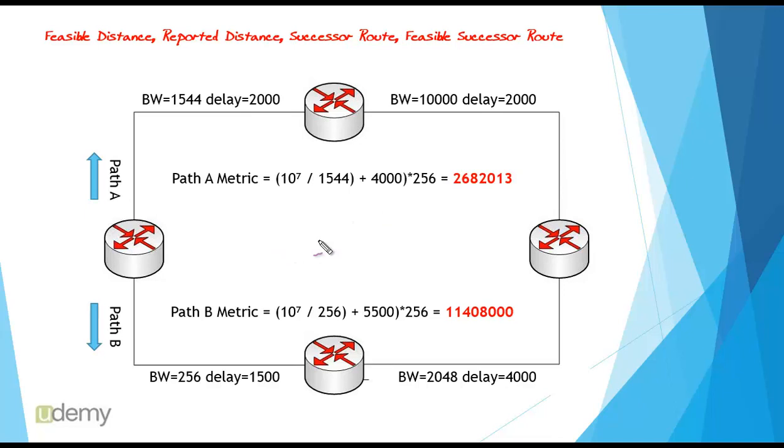As you can see in this scenario, router A, for example, has two paths to reach this router. Let's name these routers B and C.